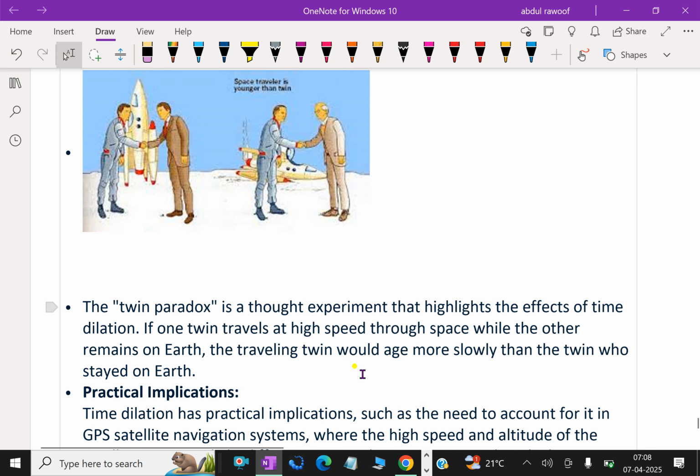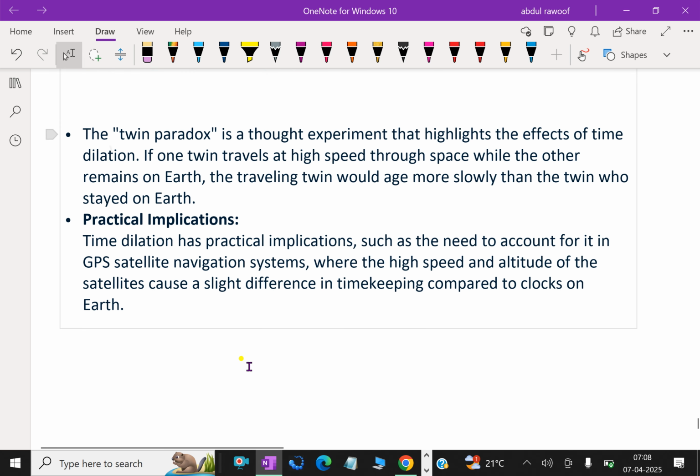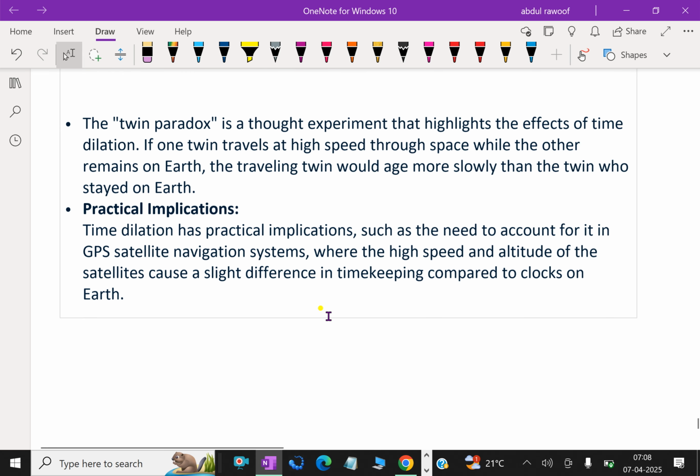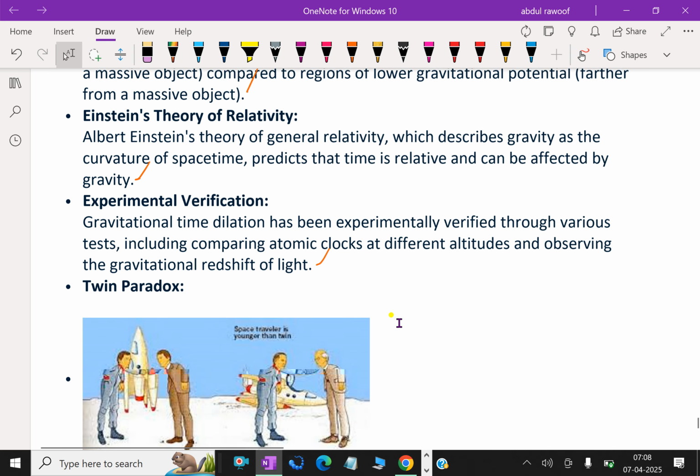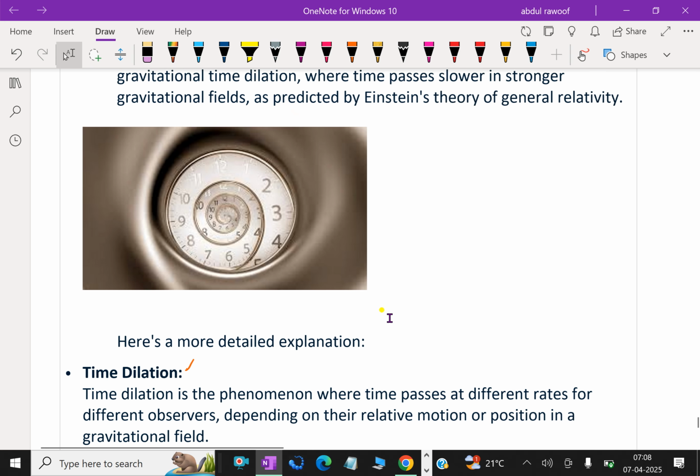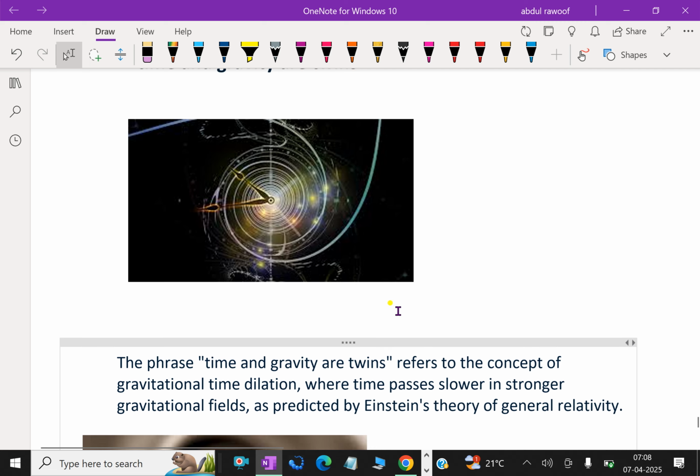The traveling twin would age more slowly than the twin who stayed on Earth. Practical implication. Time dilation has practical implications, such as the need to account for it in the GPS satellite navigation system, where the high speed and altitude of the satellites cause a slight difference in timekeeping compared to clocks on Earth.